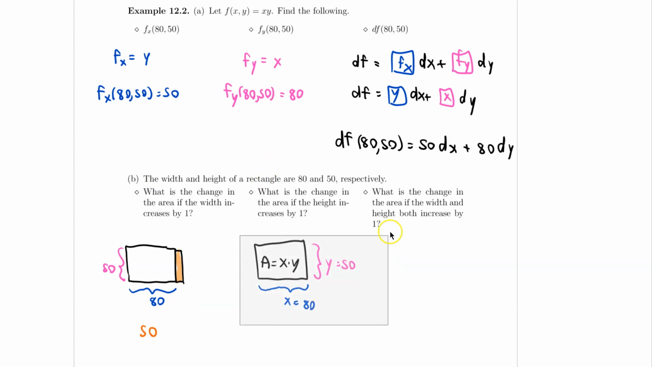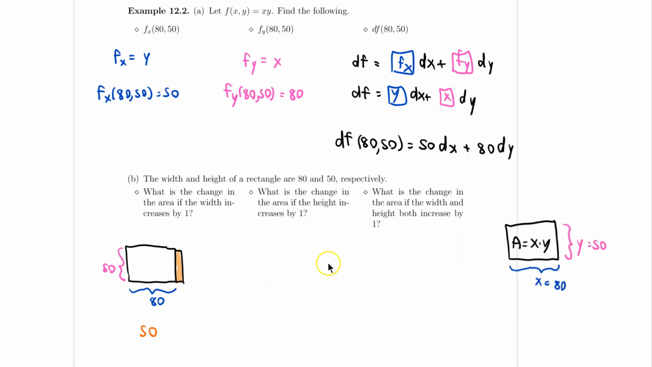Now for the next part, let me move my rectangle to the side here. I'd like to see what will happen if the height increased by 1. So once again, I have the same rectangle. The width is 80 and the height is 50. Now, if the height goes up by 1, then I'm going to have this little strip, and you can see that the area of this orange strip is going to be 80. So the change in the area is going to be 80 now. And that is what we have from earlier as well. This f sub y, the partial derivative with respect to y, is how fast the value of my function, which in this case is the area, changes when the value of my y goes up by 1.